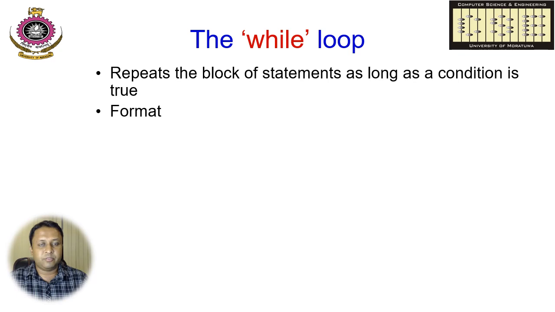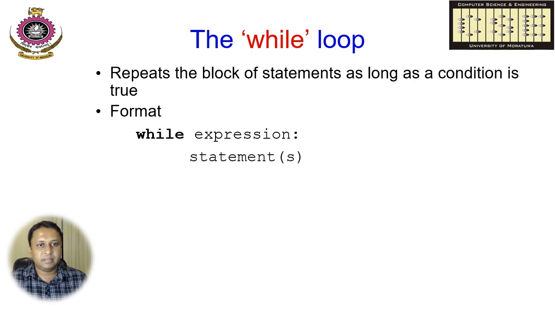So we will formally introduce the format of the while loop. The most important keyword is while, and then there's an expression. This is the condition. The expression will provide the condition. Until that condition is met, the while loop will continue. It will continue repeating the block of statements.